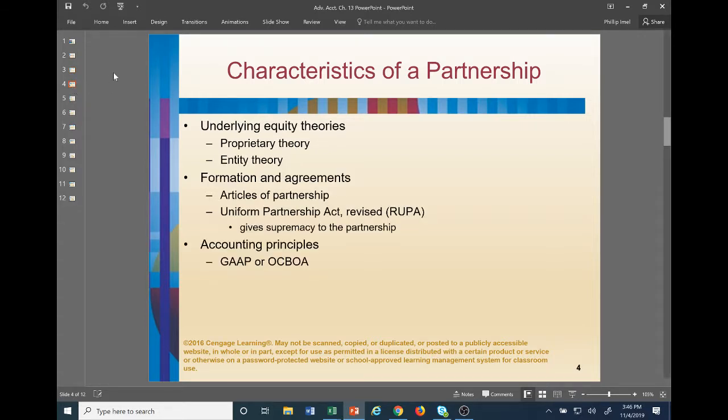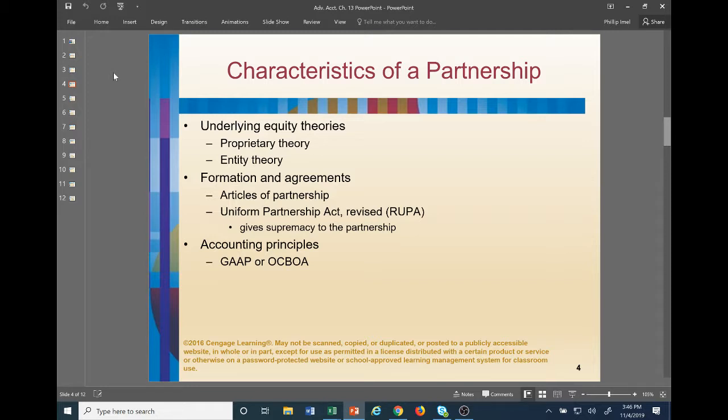Continuing on with the characteristics of a partnership, some of the underlying equity theories. So equity theories relate to how an entity is viewed from an accounting and legal viewpoint. So pretty much the question is who is the entity? For example, an entity may be viewed as being providers of capital, individual owners in the form of partners or shareholders, management, or a separate, distinct legal entity.